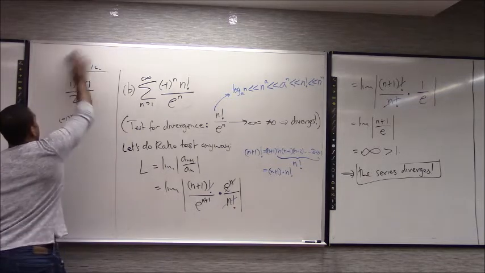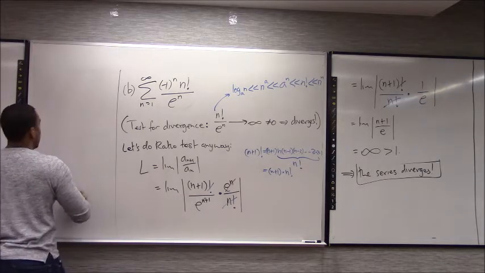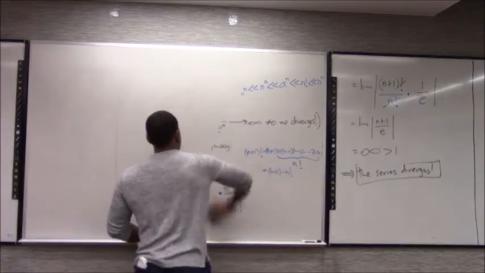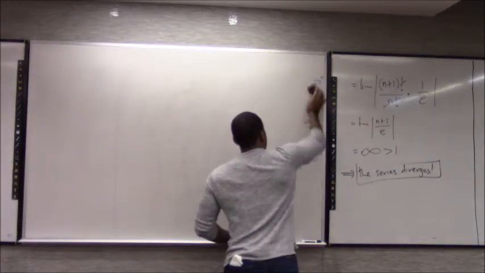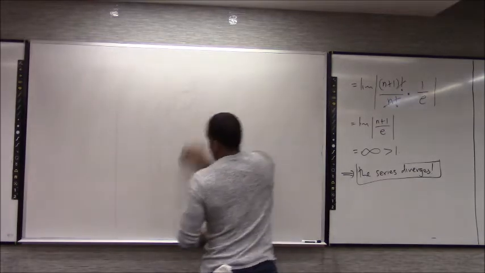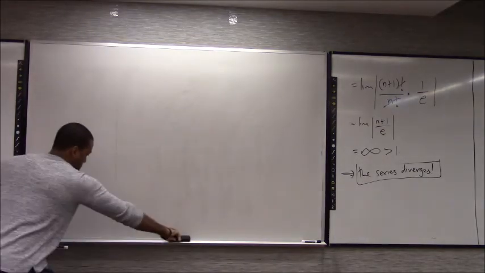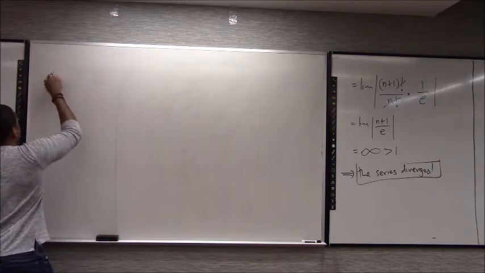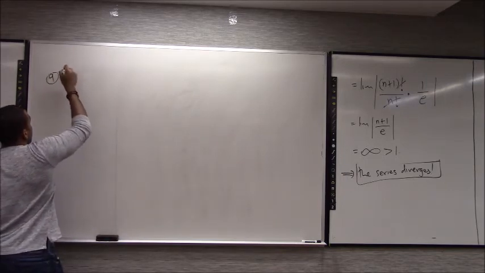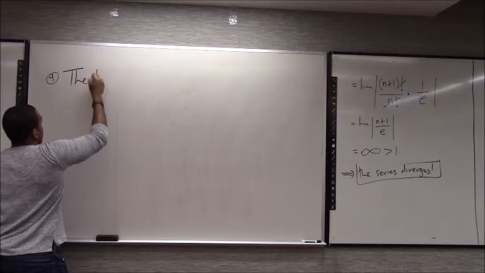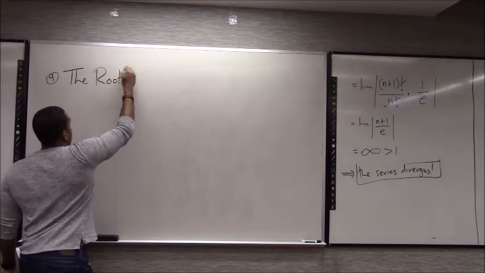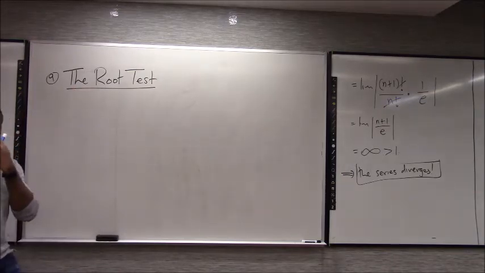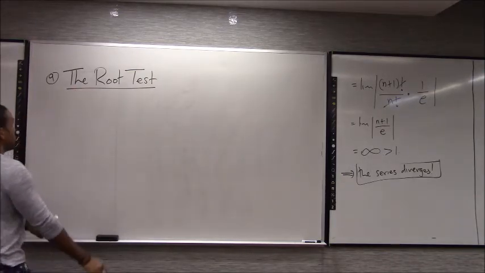One more main test to tell you about, then talk about absolute convergence again, I guess. So there's another test. What is this, test number 9 now or something? It's called the root test. It involves a root. It's called the nth root.